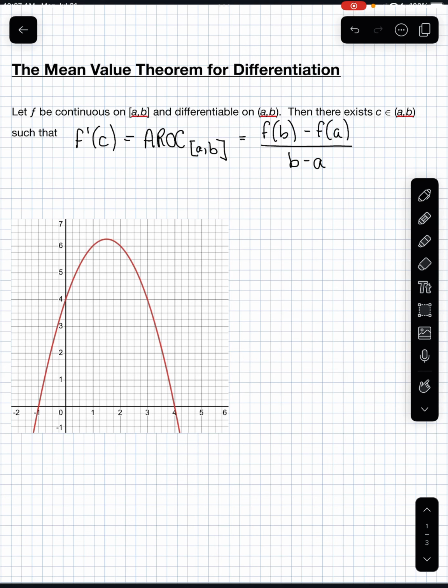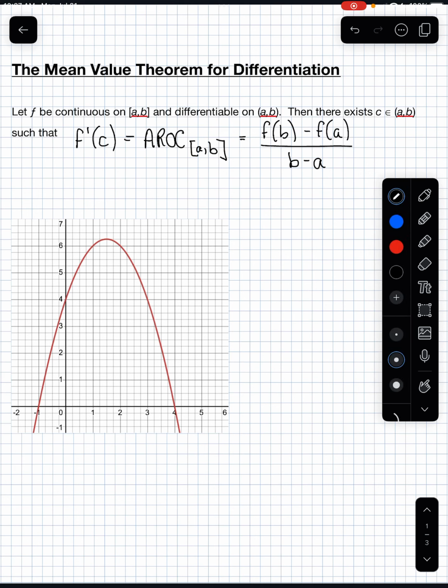Now, this is, of course, very mathy. What does it actually mean? Well, remember what the average rate of change is. Let's consider this function here, which is f of x equals negative x squared plus 3x plus 4. And let's consider it on the interval from 0 to 4.